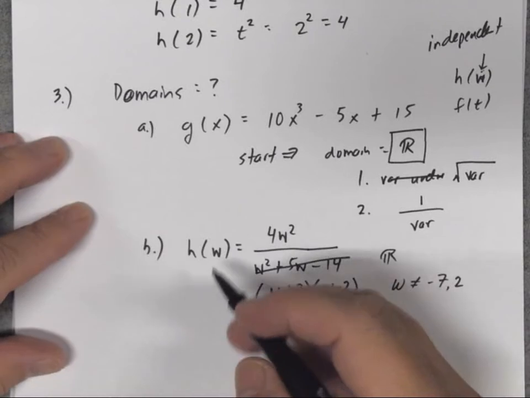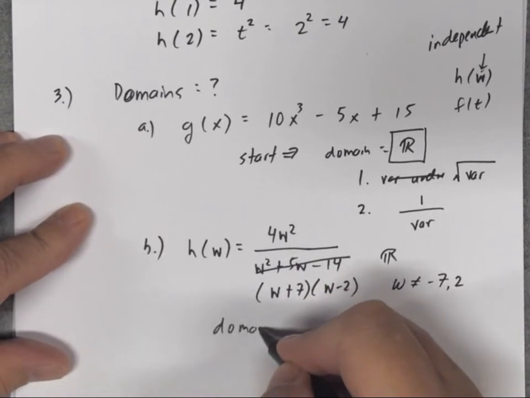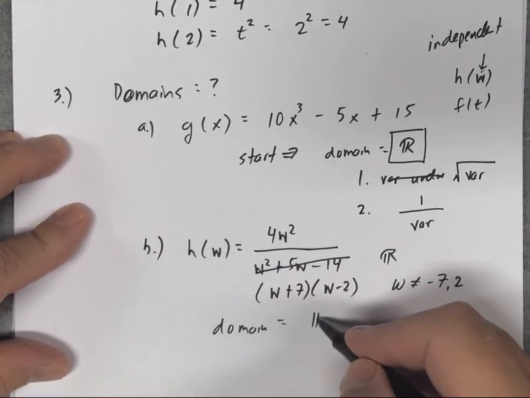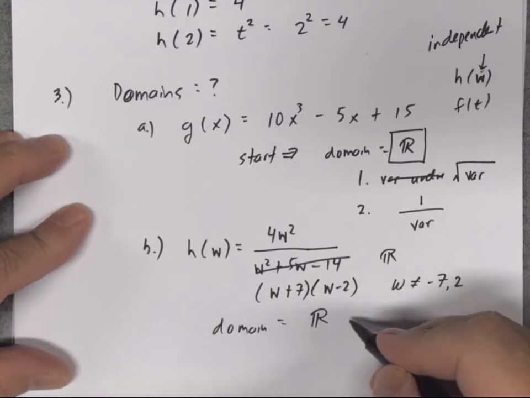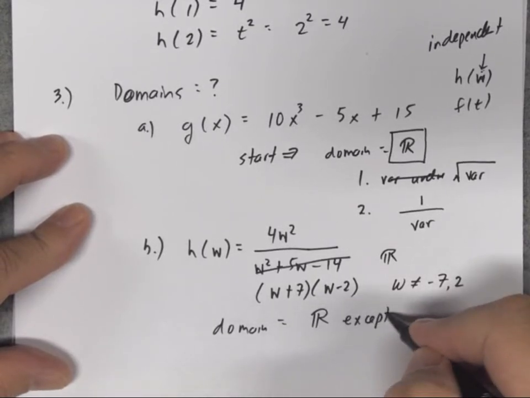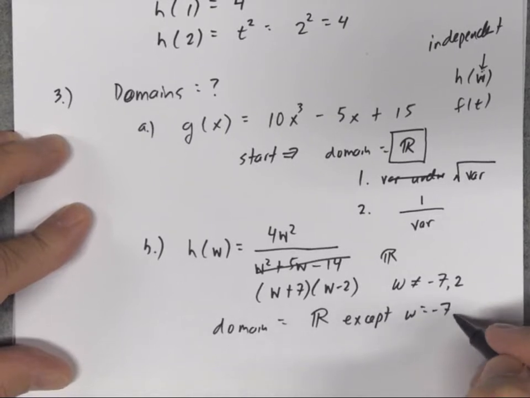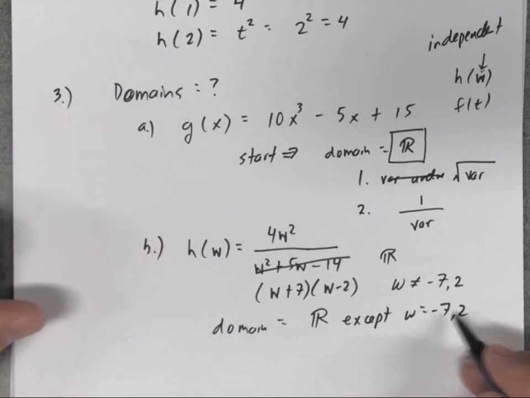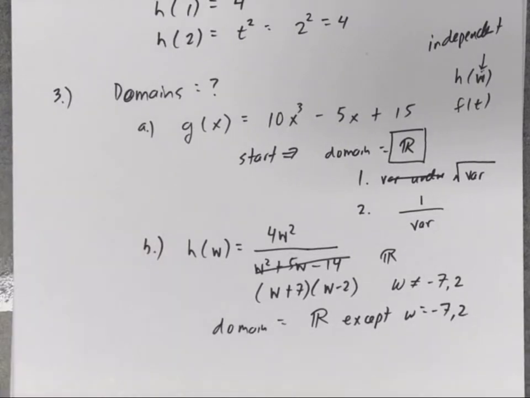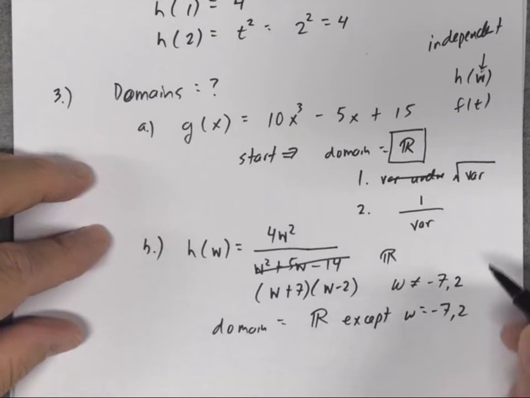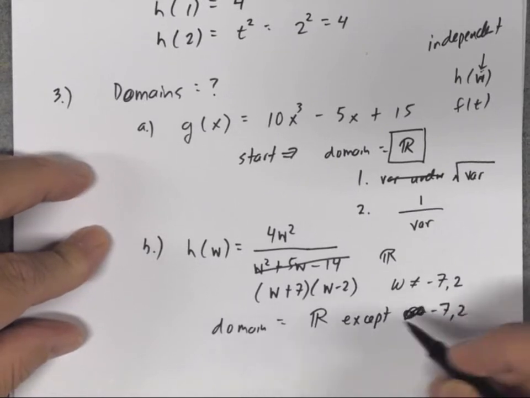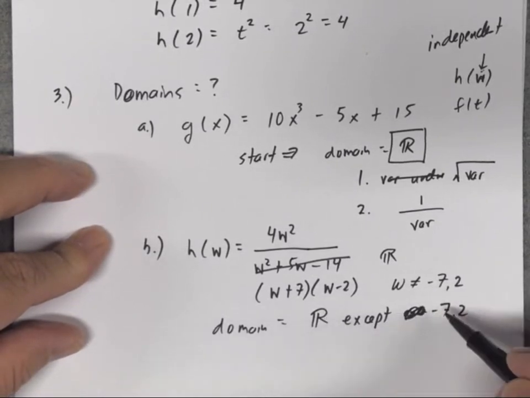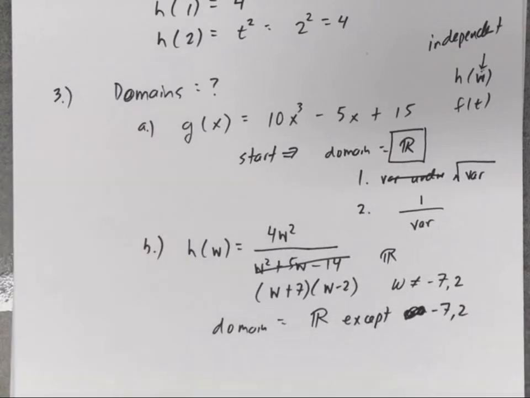So what's my domain? Here's one way you can write it. The domain is going to be all real numbers. That's my starting point. The domain is all real numbers except negative 7 and 2. So if I look at this expression, w can be anything. Let me just write it like this, it's a little more clear. Domain is all real numbers except negative 7 and 2. That's what w cannot equal.